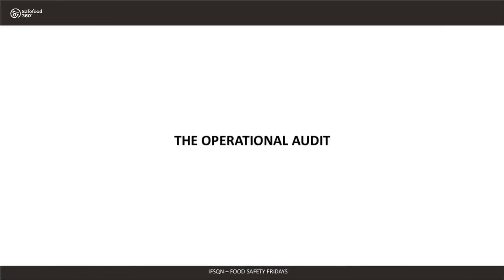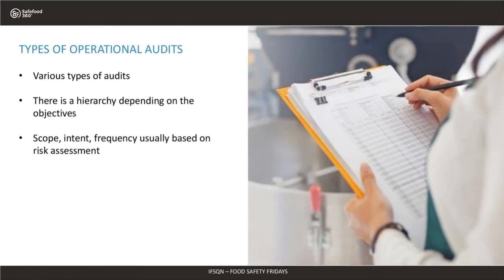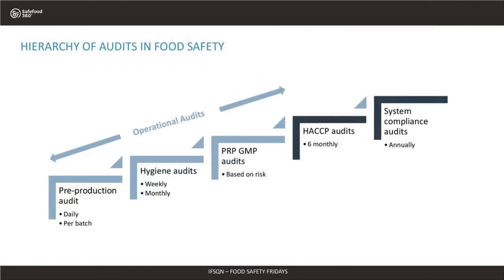Okay, let's take a closer look at the operational audit itself. There's various types, and there is a hierarchy of audits in food safety, or at least there should be, if you're doing risk assessment. And I've just depicted these on the screen for you. So this is not in tablets of stone, guys, but it's just my kind of view of it. So we have this hierarchy, ascending upwards, typically based on the detail, the technical detail, probably the skills levels as well.